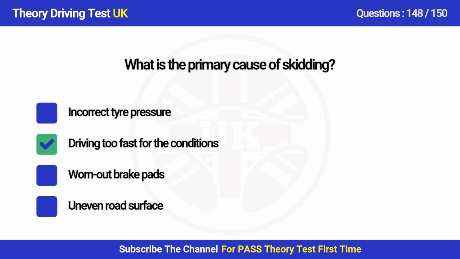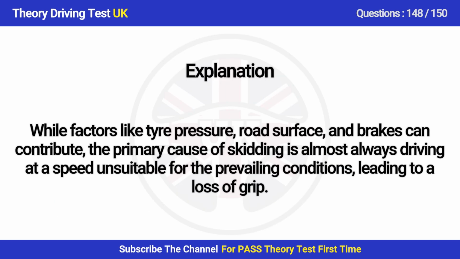Answer is B. Driving too fast for the conditions. While factors like tire pressure, road surface, and brakes can contribute, the primary cause of skidding is almost always driving at a speed unsuitable for the prevailing conditions, leading to a loss of grip.